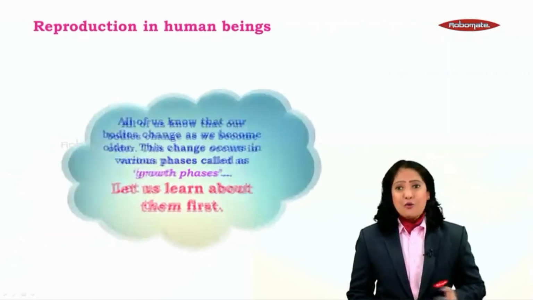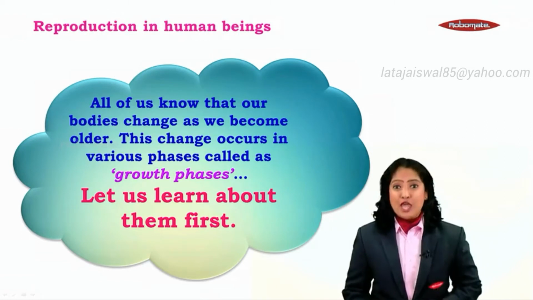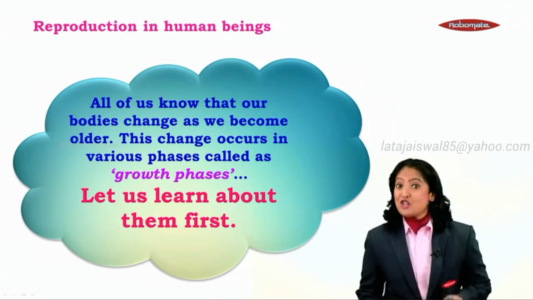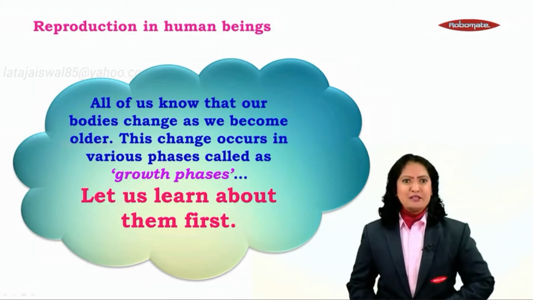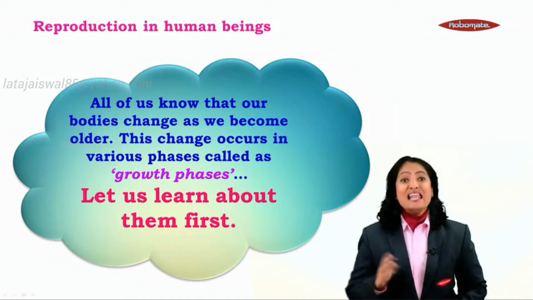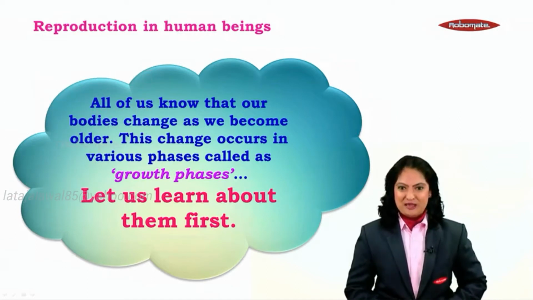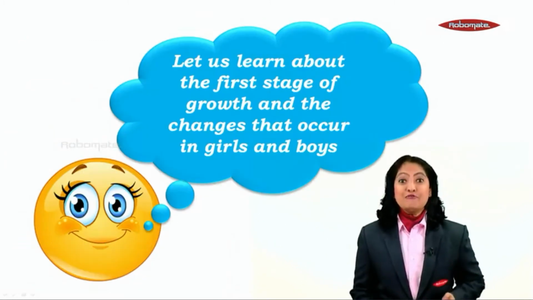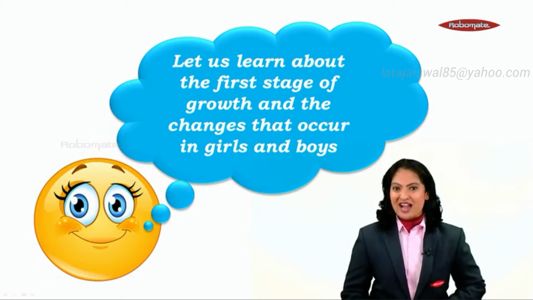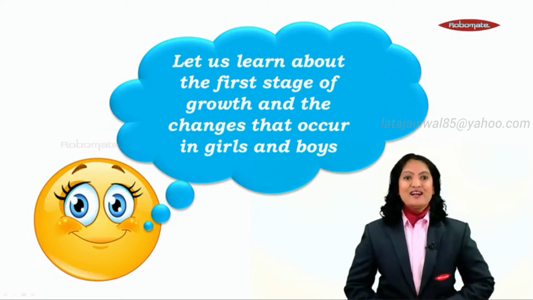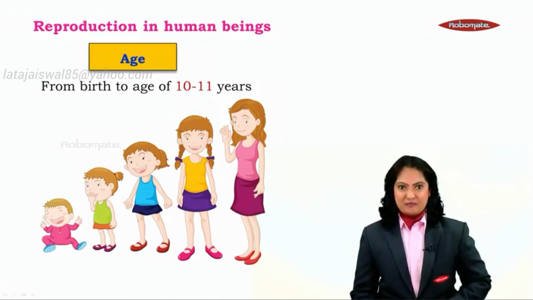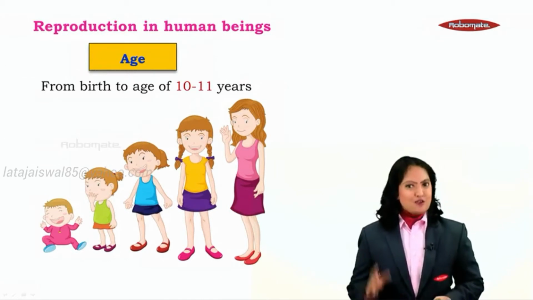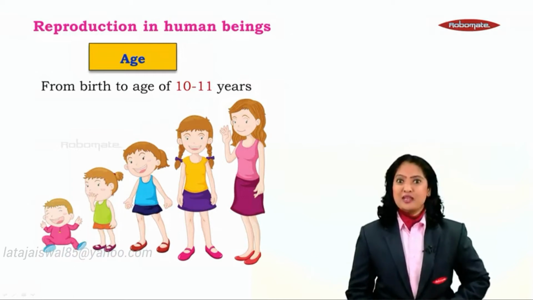Dear students, we all know that our bodies change as we become older. This change occurs in various phases called growth phases. So before we begin with the process of reproduction in human beings, let us learn about the growth phases in human beings. Let's begin with the first stage of growth and the changes that occur in girls and boys in this growth phase. All right, the first phase of growth is from birth to age 10 to 11 years.